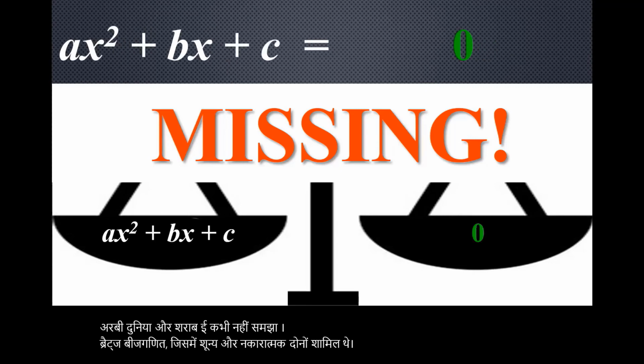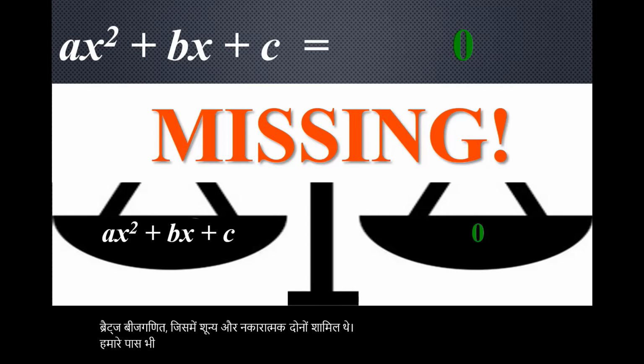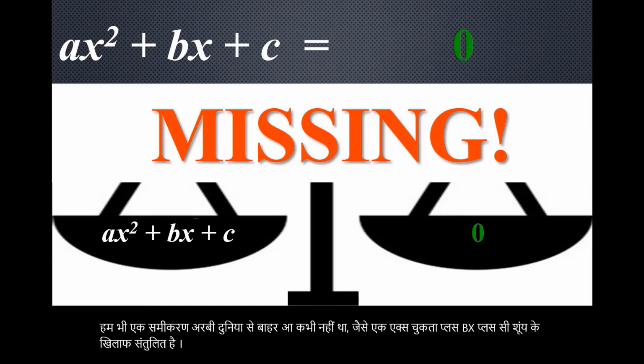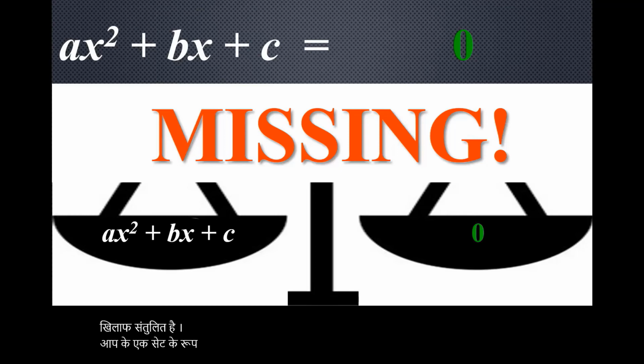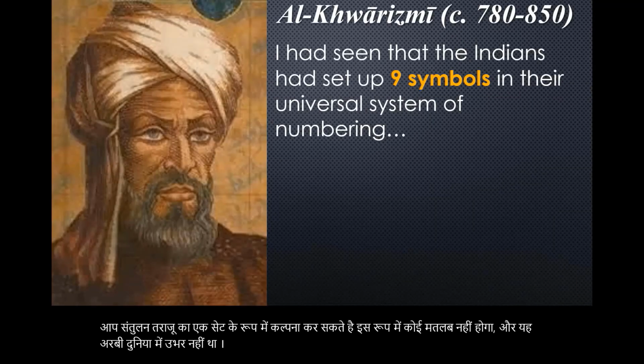We also never had an equation come out of the Arabic world such as ax squared plus bx plus c is balanced against 0. You can imagine a set of balance scales would never make any sense in this form, and it didn't emerge in the Arabic world. And so let's consider Al-Khwarizmi.